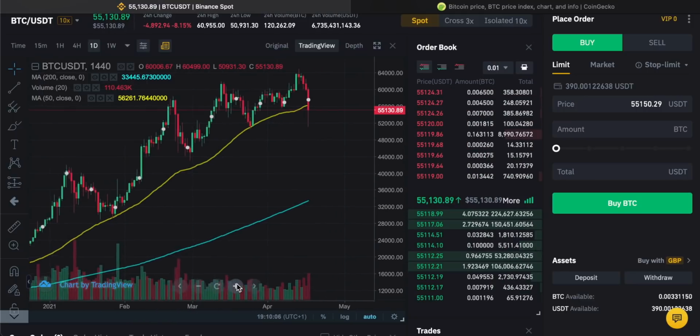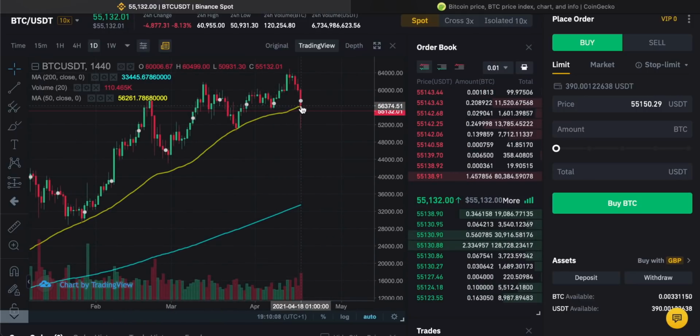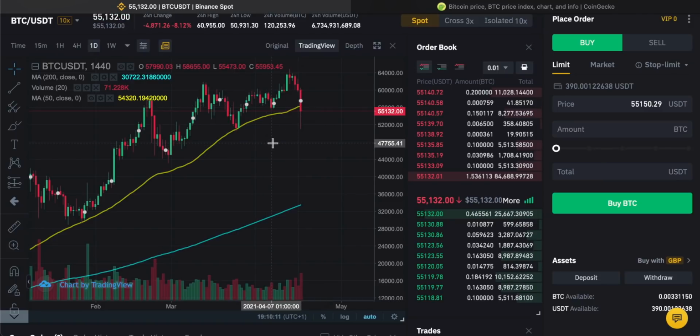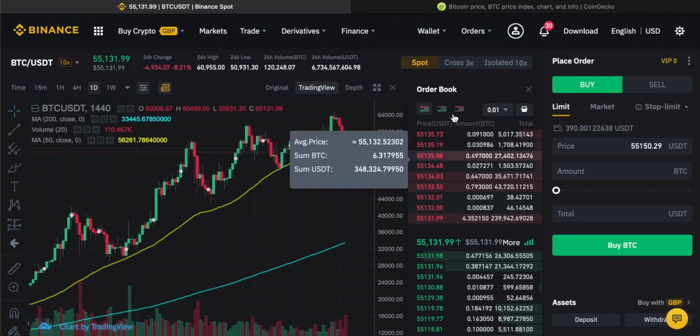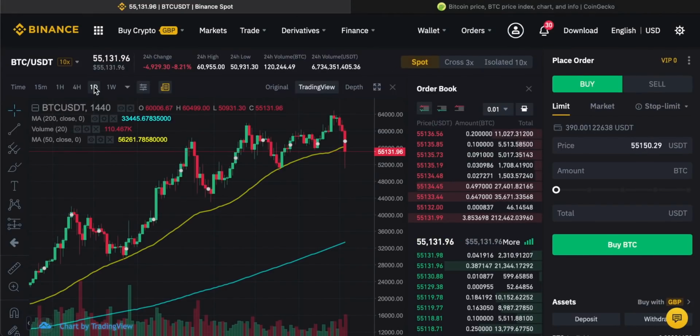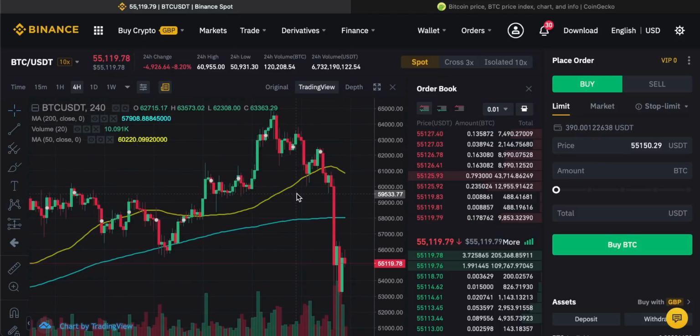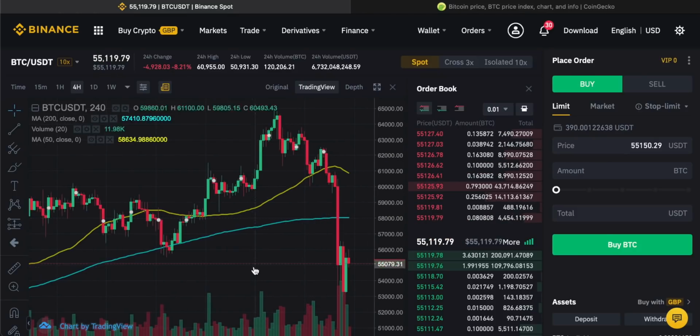So let's zoom in, and you can see that each period of time is now a candlestick. Each period of time that is represented is either a green or a red candlestick, red for down and green for up. At the moment, I'm using a 1 day candlestick. You can see that right here, 1 day. So each candlestick is 1 day. Let's change it to 4 hours. You can see each candlestick now is 4 hours in length.